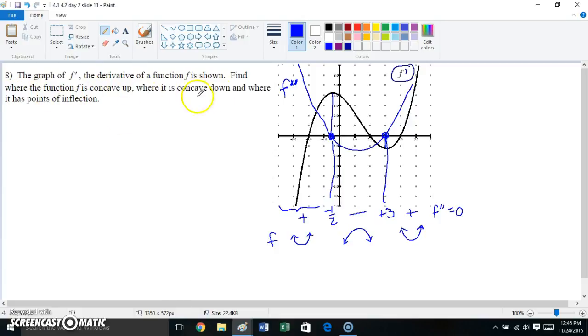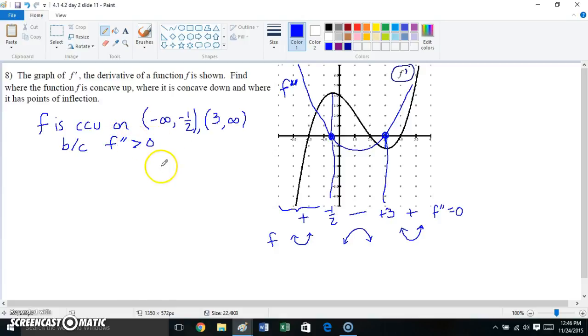Find where the function is concave up and where it is concave down. So we'll say f is concave up on the intervals from -∞ to -1/2 and from 3 to infinity, because we could say f double prime is positive. Okay. And f is concave down on the intervals from -1/2 to 3, because f double prime is negative on that interval.